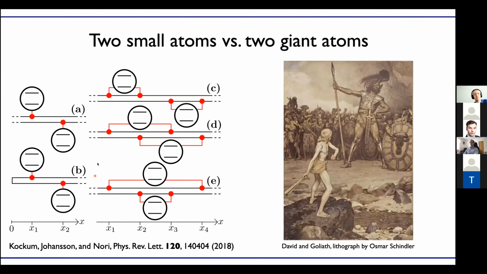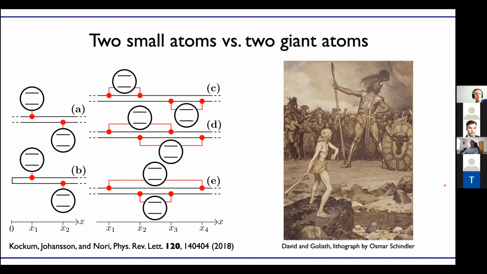What I did there was compare a few different setups. So in A here, we have 2 small atoms coupled to the transmission line. B shows the same thing, but with the transmission line terminated. And then you have giant atoms coupled for these 3 different topologies, 3 different geometries, 3 different orders for these coupling points, that it turns out we need to separate.